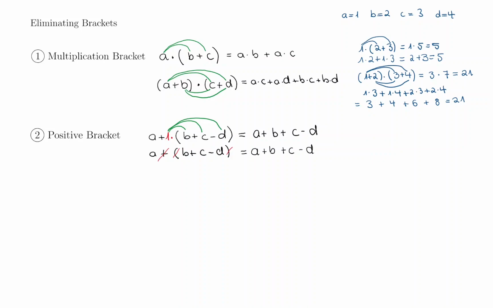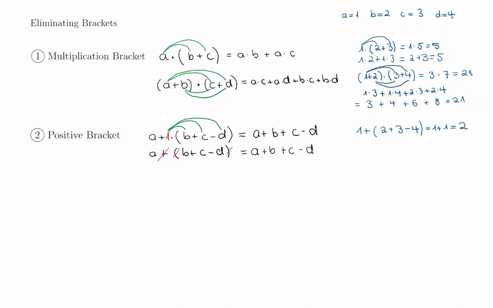So we would have 1 plus opening bracket 2 plus 3 minus 4. And then of course first of all we can just do the addition directly, so that then would be 1 plus 2 plus 3 is 5 minus 4 is 1, so 1 plus 1 is 2.